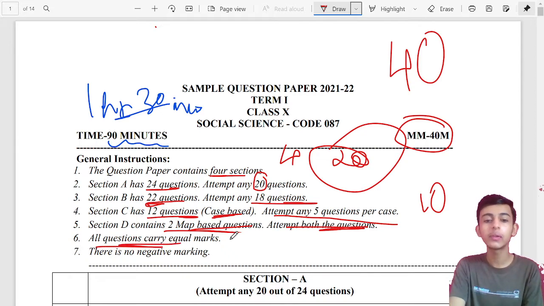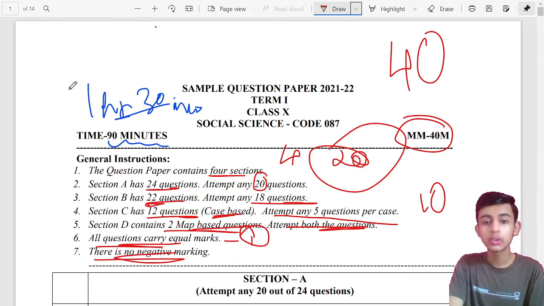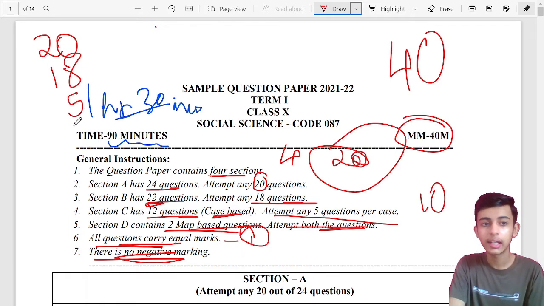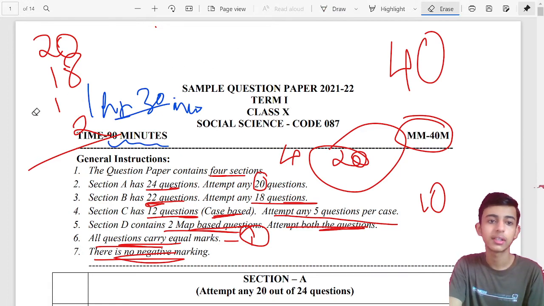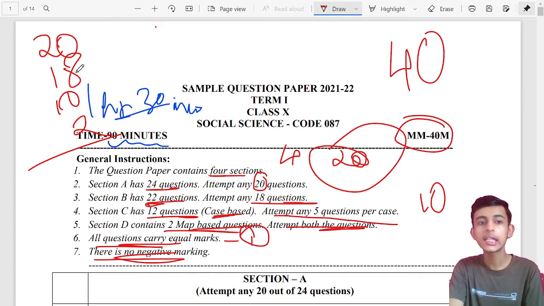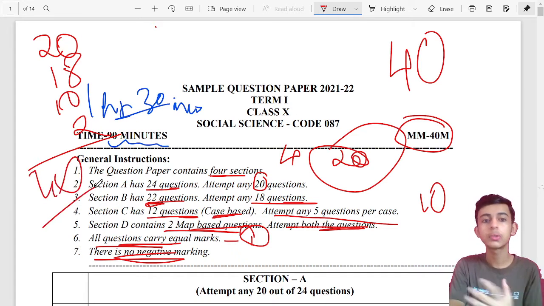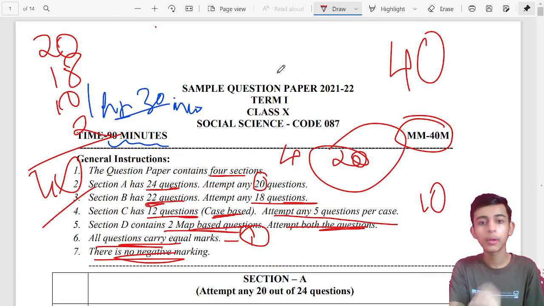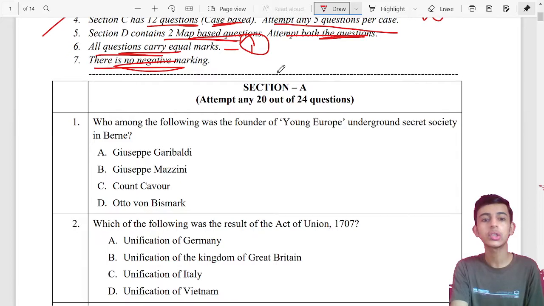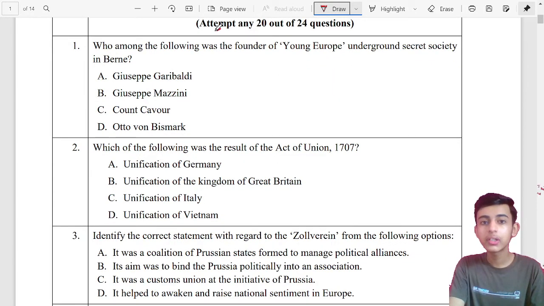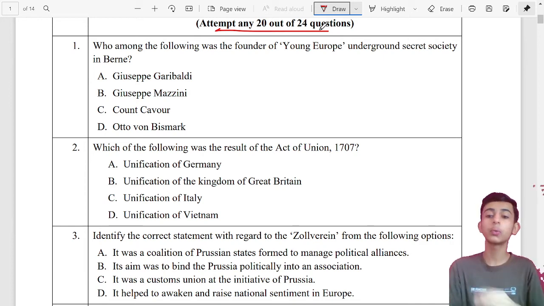So here you will be getting 2 map based questions, and you have to attempt all of them. All questions carry equal marks, which means 1 mark each, and there is no negative marking, which is very good. So section A is of 20 marks, section B of 18 marks, section C of 5 marks, and D of 2 marks. I'm not sure. No, 10, sorry. Wait a second. Section C is of 10 marks, right? So 20 plus 18 plus 10 is 48, no, 20 plus 10 plus 10 is 40. So the total is coming right. So this is about your paper, and now we are getting started with section A. There are 24 questions, and you have to attempt only 20.